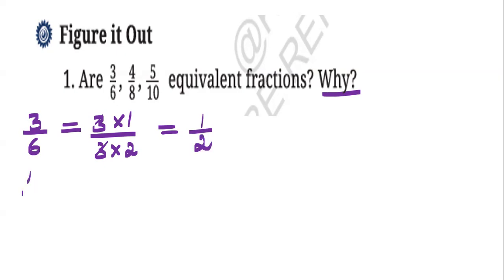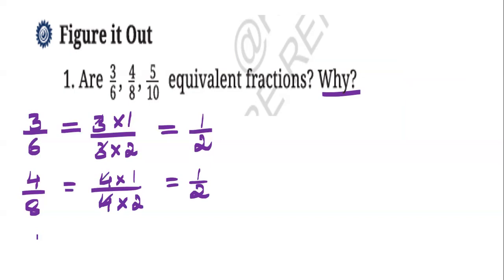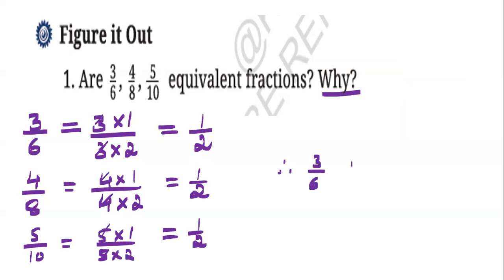Next, 4 by 8 is equal to 4 into 1 by 4 into 2. That means this 4 gets cancelled, 1 by 2. Next, 5 by 10, 5 ones are, 5 twos are. This 5 gets cancelled. We get 1 by 2. Therefore, 3 by 6 is equal to 4 by 8 is equal to 5 by 10.